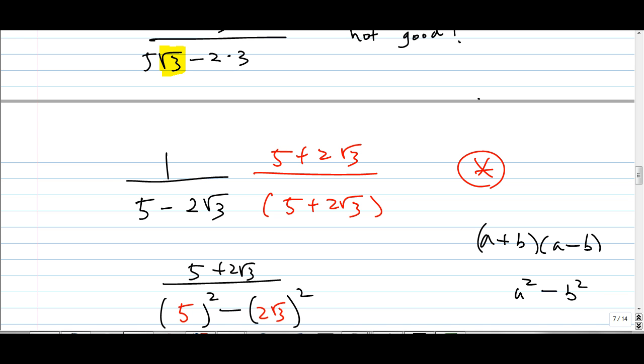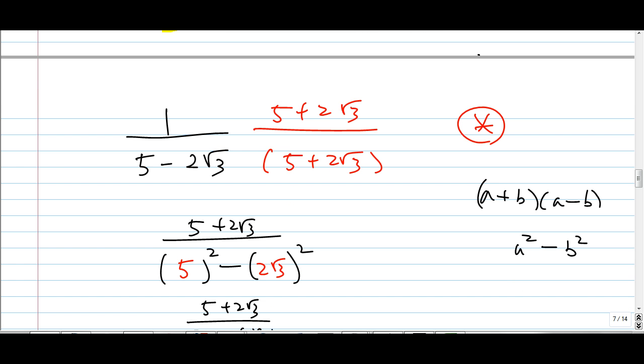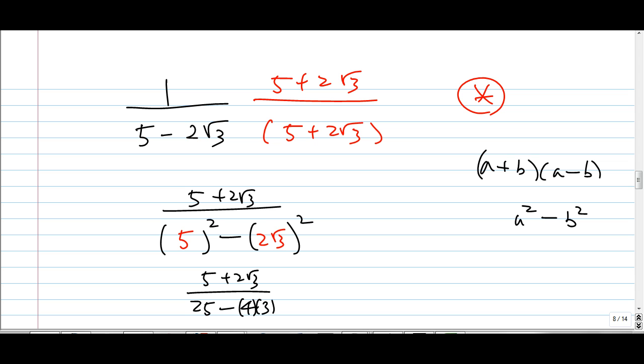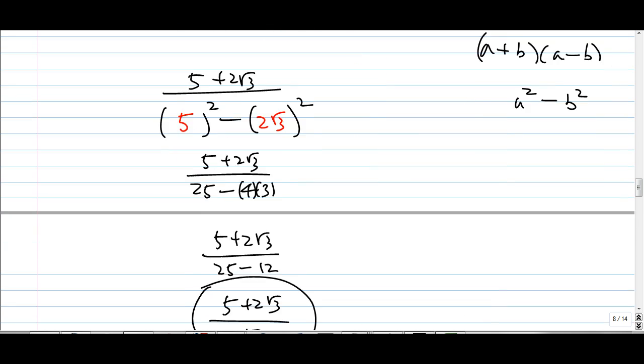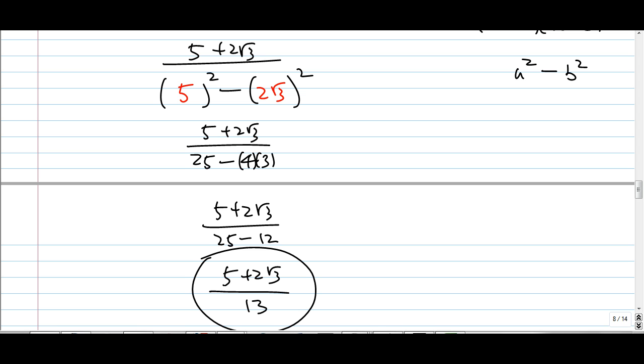Binomials with a different operation in the middle, right? So the numerator stays the same. Who can tell me what I get on the denominator now? Sam. 25 minus 4 times 3, which is 12. Would you not agree? Because what is 2 rad 3 times 2 rad 3? Well, 2 times 2 is 4. Rad 3 times rad 3 is 3. So how many people got 5 plus rad 3 over 13? Raise your hand. Very good.